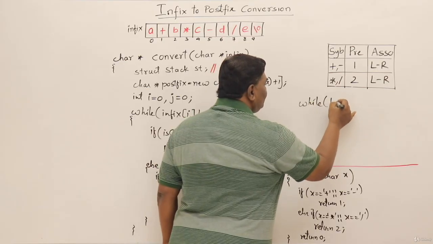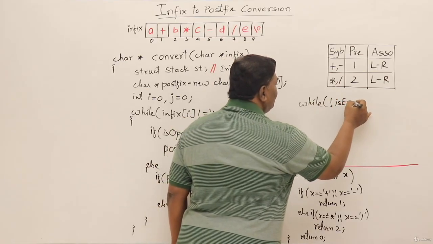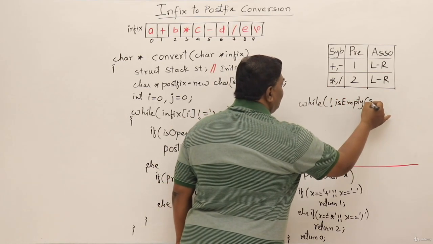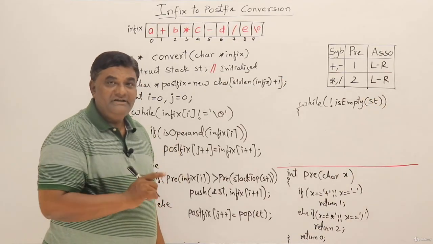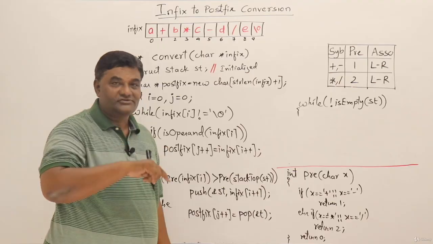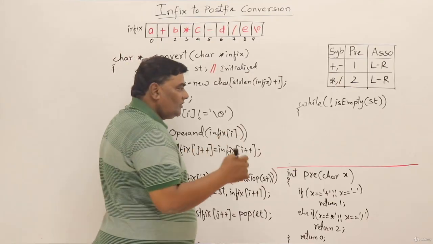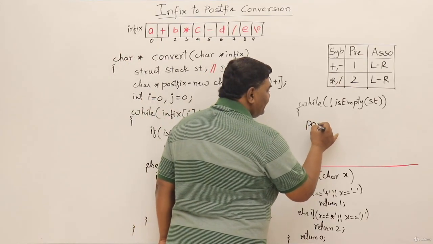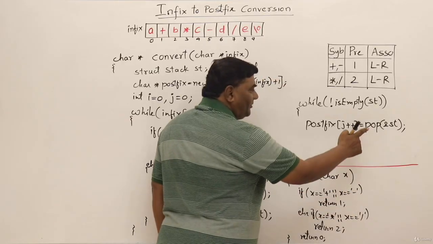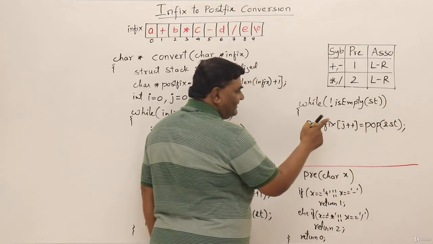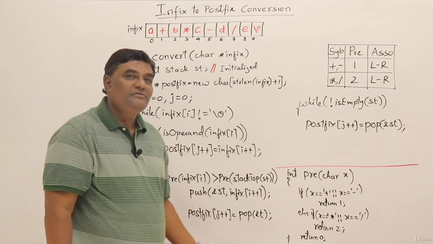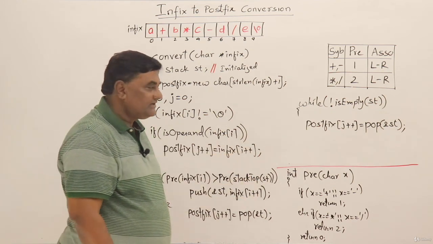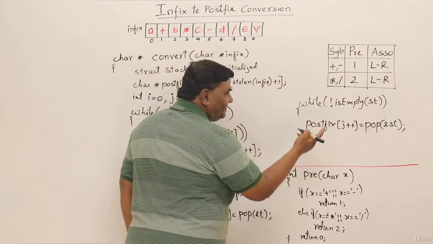While not is empty, stack. As long as the stack is not empty means when it is empty, stop. If it is not empty, continue. What to do? Inside the postfix expression, pop out the element from the stack and add it to postfix. So the stack will be containing operators. Those are popped out and added to postfix. So this loop will copy all of them.